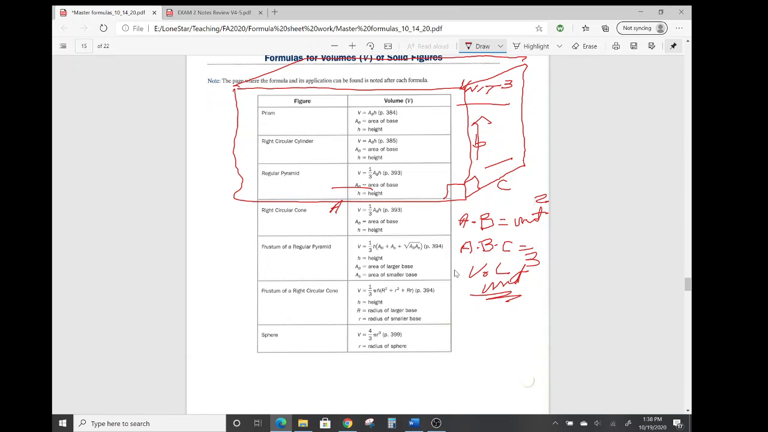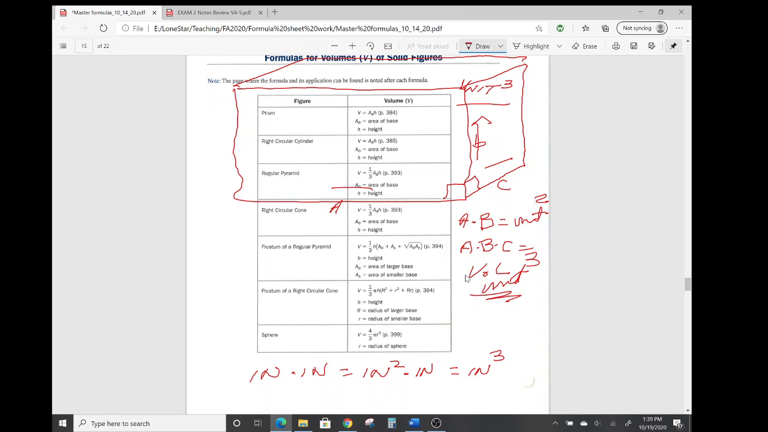So we have units times units. So if we had inches times inches, that would be inches squared, because we're multiplying the same thing by itself, so it raises it to the second power. And then if we multiplied that times another inch, then we got inches times inches times inches, and that gives you inches cubed.